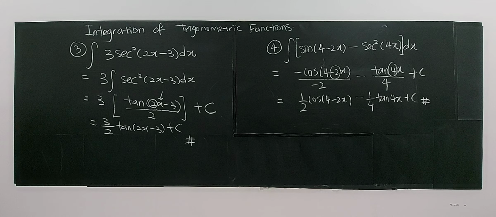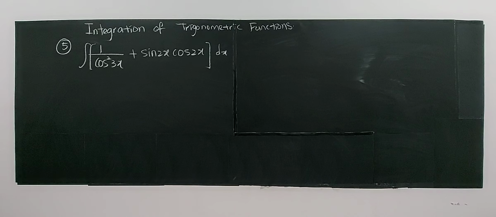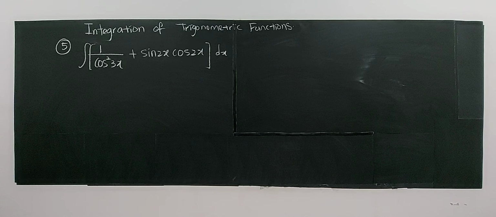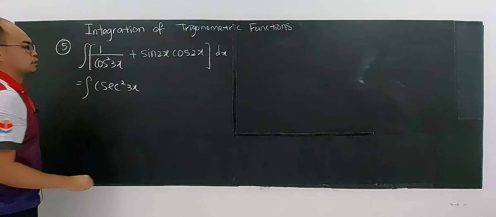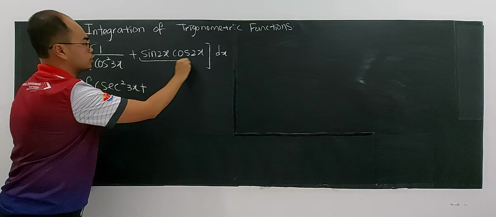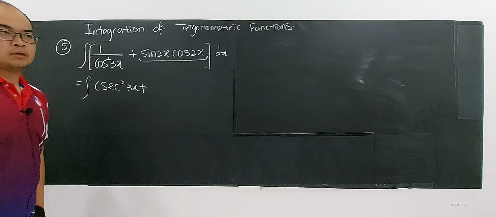Okay, let's go for more examples. Right, okay, let's look at these examples. So you can try first, okay, before you look at it. So you must remember that 1 over cos square is secant square 3x. So for this, you cannot integrate yet.